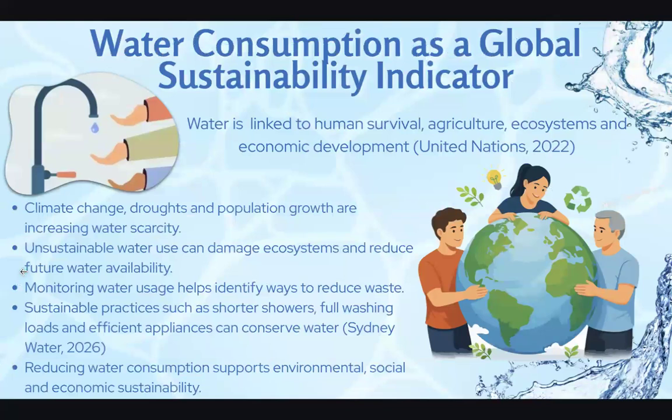Water usage is a key indicator of global sustainability because it reflects the relationship between human behaviour, environmental sustainability, and resource management. The United Nations in 2022 states that water is essential for human survival, agriculture, ecosystems, and economic development, meaning unsustainable water consumption can have significant global impacts. By monitoring household water usage over 3 weeks, I observed how everyday behaviours, including shower length, appliance use, and household occupancy directly influence water consumption patterns.